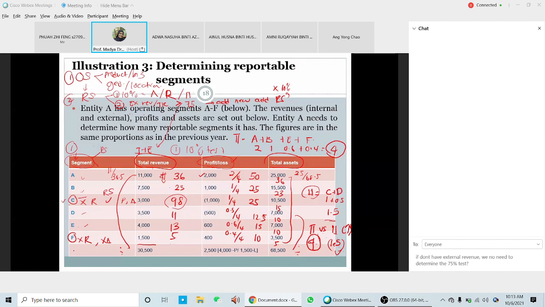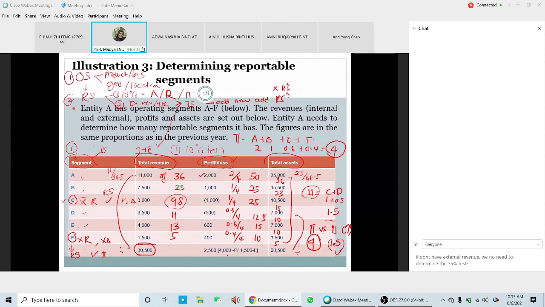Okay, now we check for F. F does not fulfill the revenue and also does not fulfill the asset, but F fulfills the profit. So F also can be a reportable segment. Okay, so you need to divide. Make sure that you know which one becomes the denominator. This one is divided by this one.